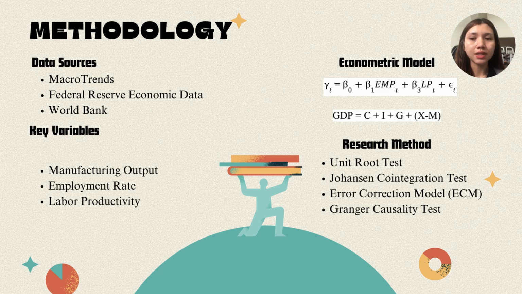And the third one is the normalized cointegrating vector. This method helps express the cointegrating relationship in a readable form, clarifying the impact of each variable on the long-run dynamics. And the fourth is the error correction model, ECM.